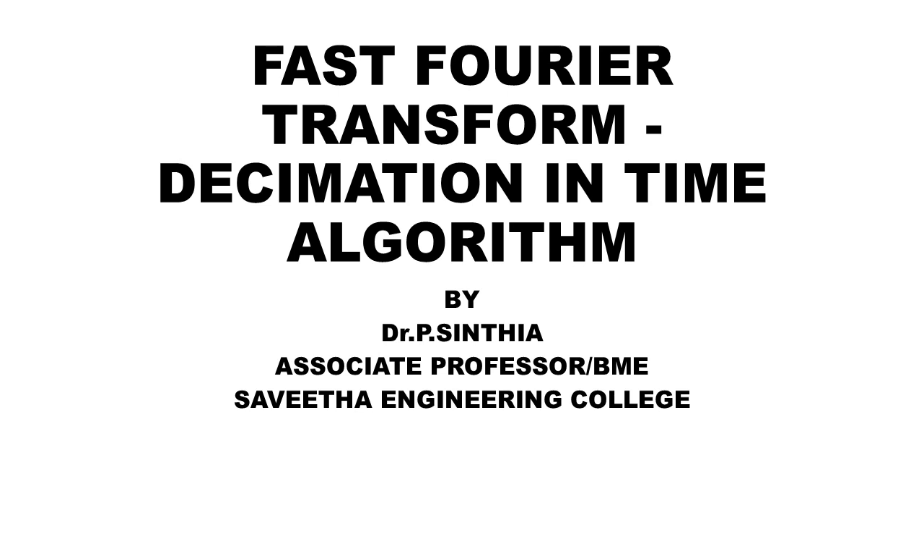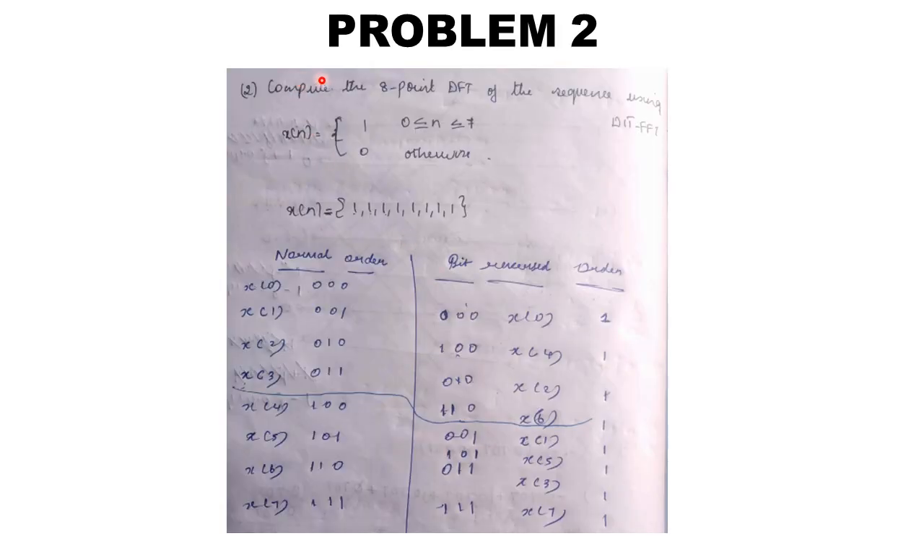In this video, let us move on to another problem on FFT algorithm. So the question is, compute the 8-point DFT of the sequence using DIT FFT, and the sequence is given as x of n, which is equal to 1 for the time sample from 0 to 7. So n is equal to 0 to n is equal to 7.